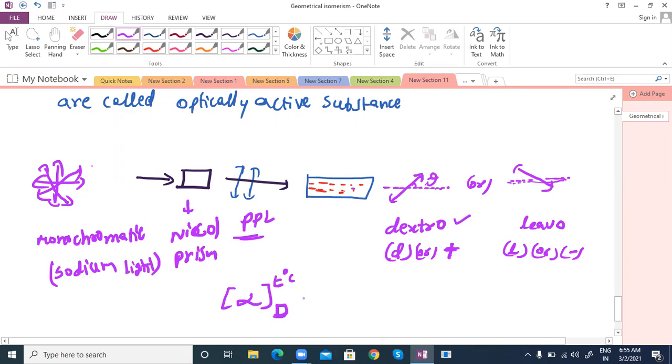We are showing it as equal to nothing. This is not going to be calculated. That is representation only. Theta by L into C. Theta is the value of how much you rotated, and L is the length of the tube here I am taking, and C is the concentration of the solution.